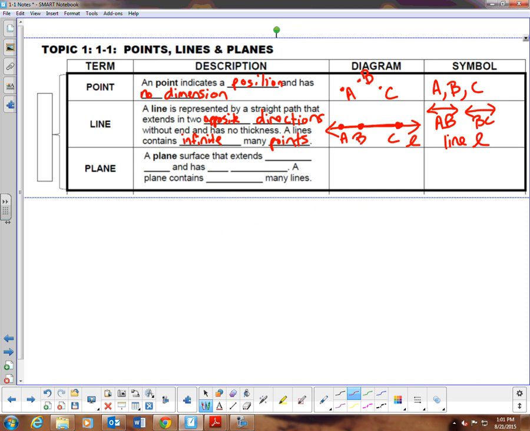So you can use any two letters on the line to be the symbol for the line, or you can use the word line and a little cursive L or some sort of cursive letter by the edge. It doesn't represent a point or anything like that. It's just another way to name a line.